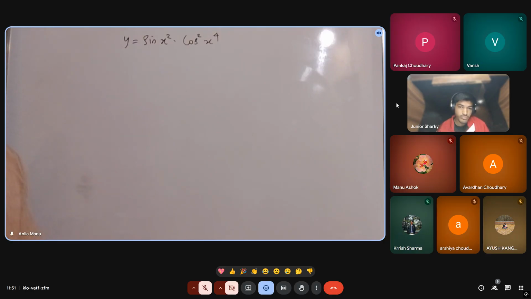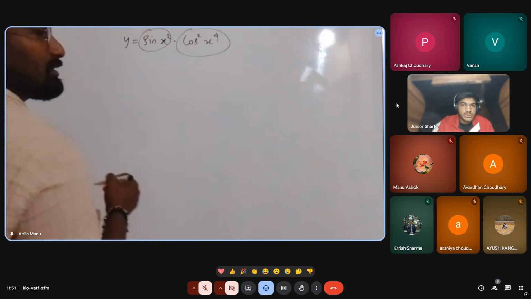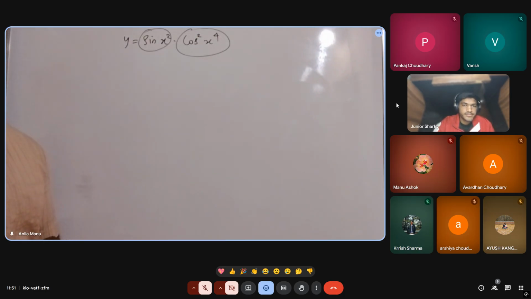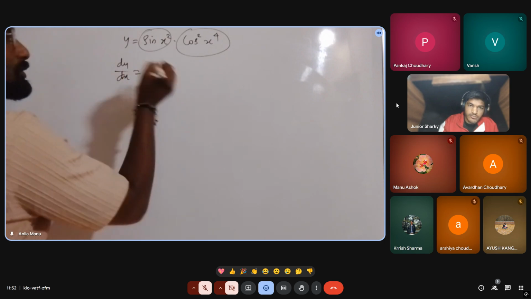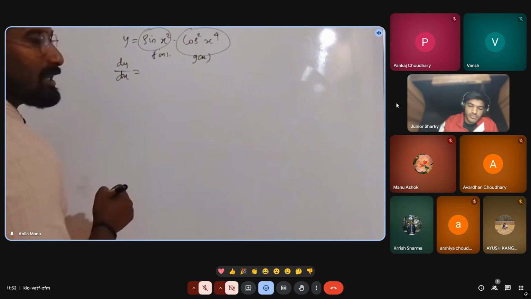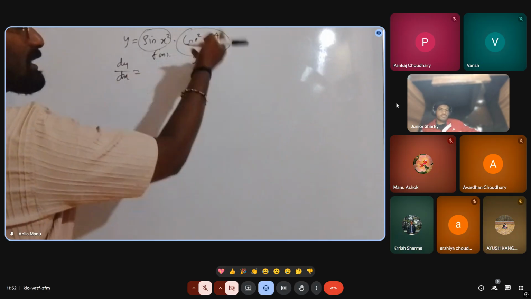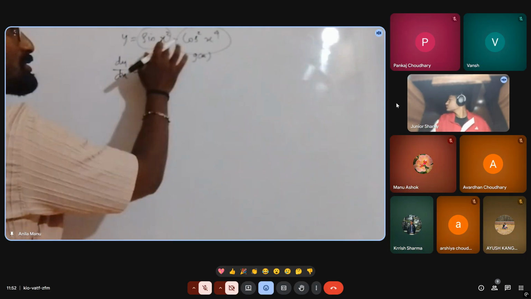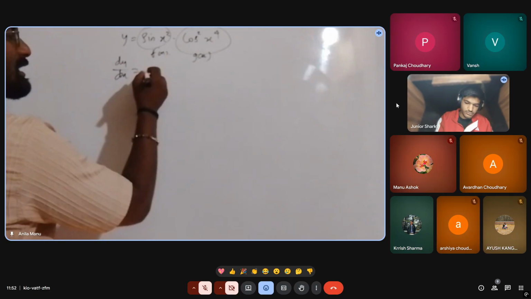First, you identify the function. Here, see, there are two complete functions. That's why you have to use the product rule in the beginning, right? So how to do? dy by dx is equal to the product rule. This is the first function f of x. This is the second function g of x. Sine x square is one complete function, cos square x raised to 4 is another function. So we solve it by using the product rule only. Can you identify the functions? Is it clear, all of you? Yes, sir.